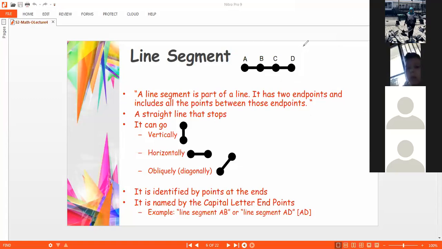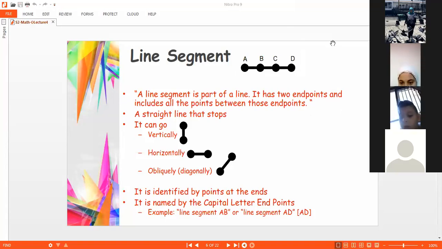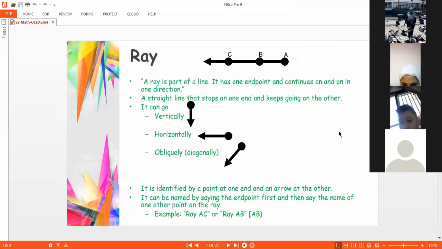Who can tell me what's the third one? Ray. Very good. So this is a ray. Did you see the ray? What's the meaning of ray? A ray is also a part of a line, but it has only one end point. So, for example, it starts at A, but it never ends because at the second end we have an arrow. Arrow means it continues in this direction as much as you want, okay? So it stops on one end and keeps going on the other.